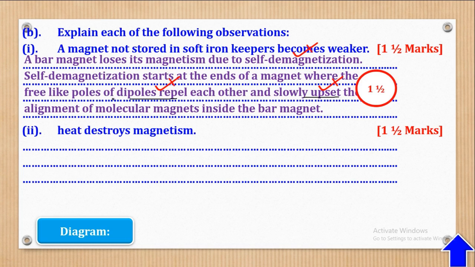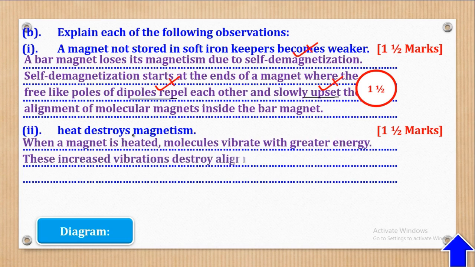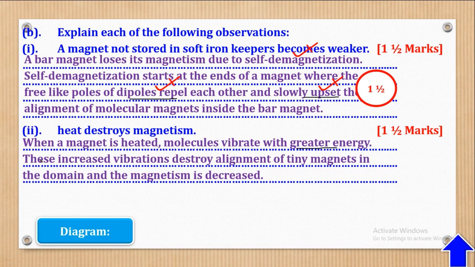Now we shall go to Roman 2. Roman 2 says they want to explain why heat destroys magnetism. So when a magnet is heated, molecules vibrate with greater energy, and these increased vibrations destroy the alignment of tiny magnets in the domain, and the magnetism is destroyed.